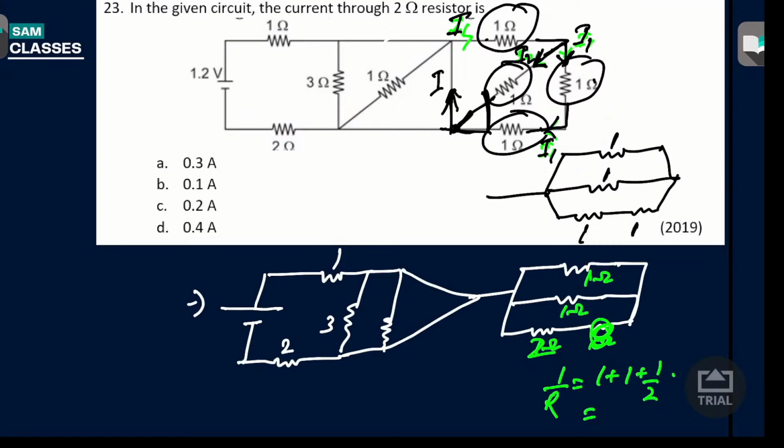So what we got here students? So 2 plus half, how much? 5 by 2. So R is equal to what? 2.5. What about this side? Now solve this side a bit. What we have here? 3 and 1 in parallel. 3 and 1 in parallel. So what will happen?